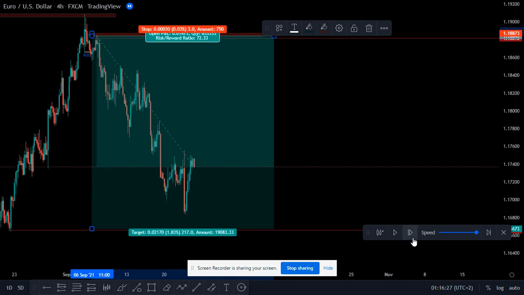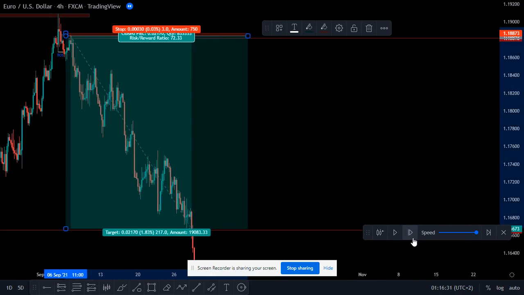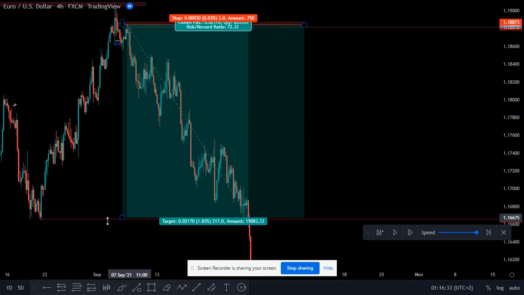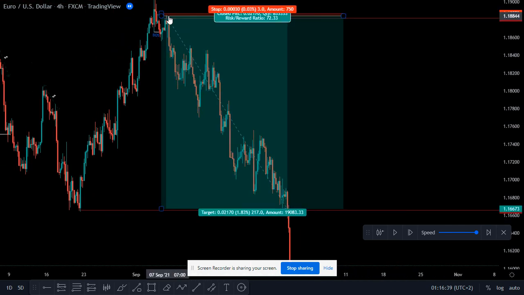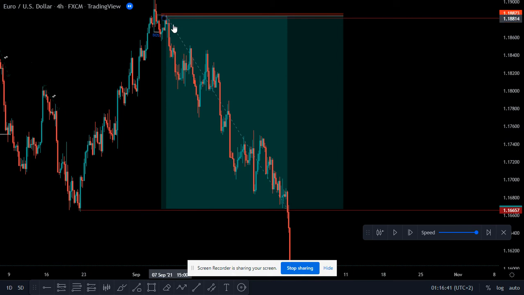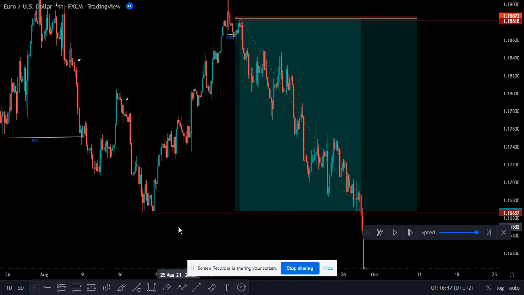Now the market keeps moving and TP is hit. As you can see, this is the 4 hour chart. So you were able to have a sniper entry there and took price all the way down up until there. Easy as that. You just have to understand what liquidity is, what break of structure is, and what imbalances are, and you'll be able to trade this.